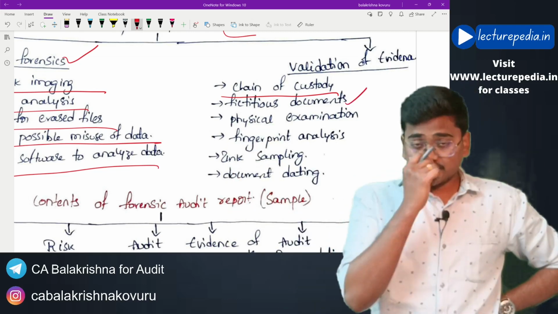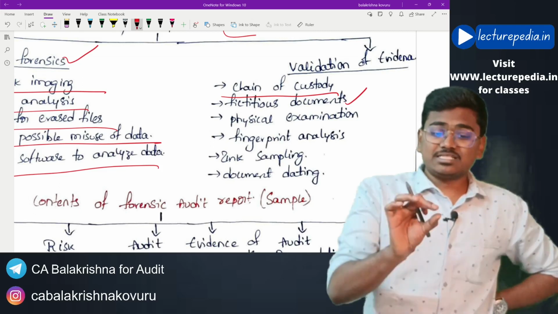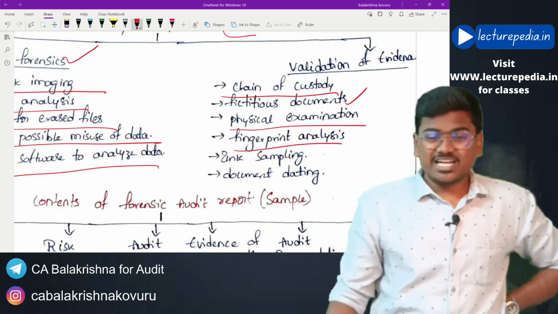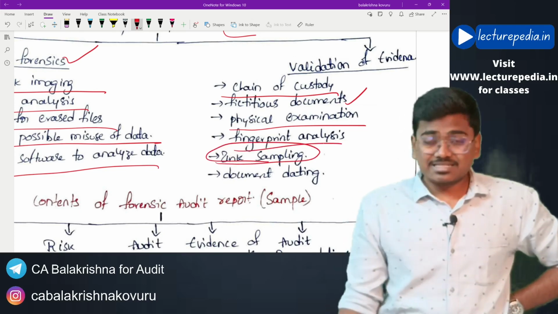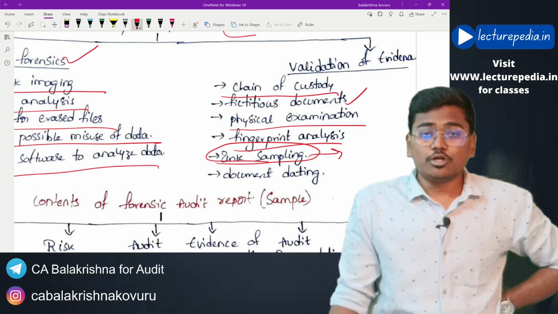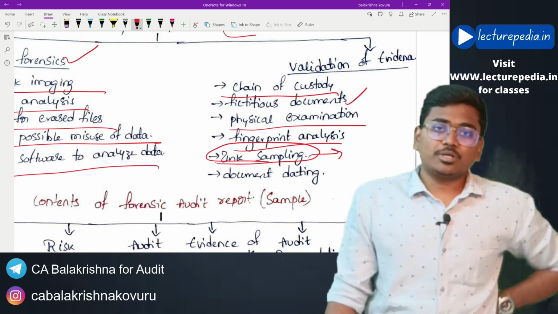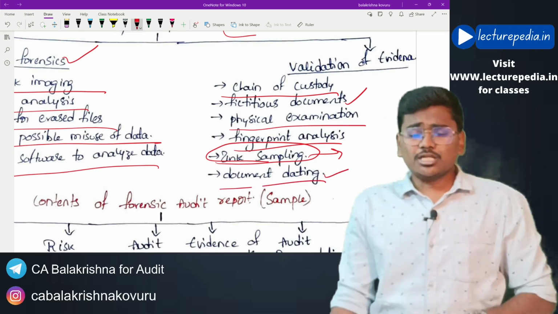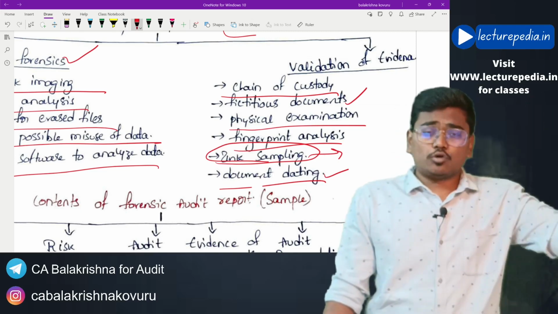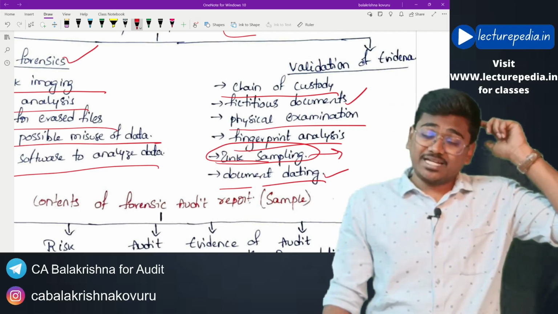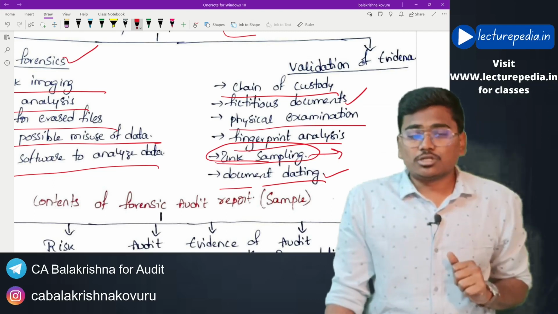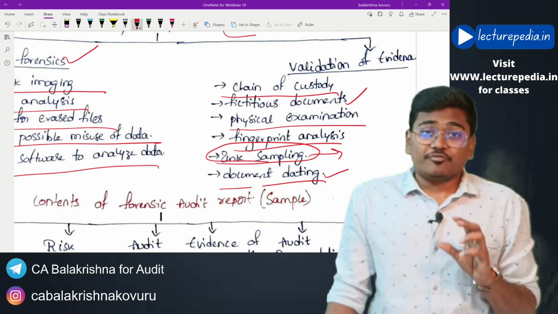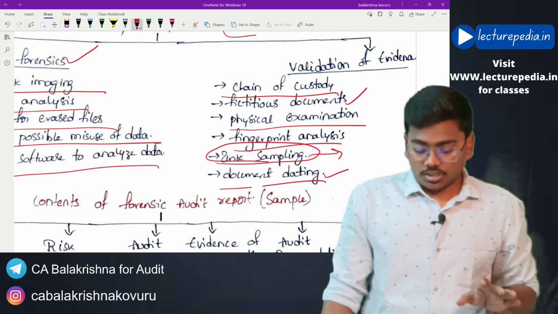Then fictitious documents, he will identify whether these documents are original or fictitious. Then he will physically examine, he will perform fingerprint analysis, and he will also perform ink sampling. Ink sampling will be helpful to identify whether any alteration has been made to the document or not. And then document dating will help to identify when this agreement was entered, what period this document was dated to. These will be identified to determine whether the evidence is valid or not.